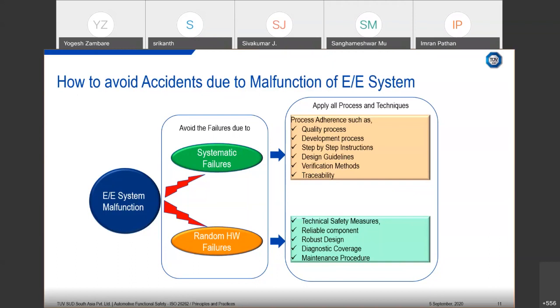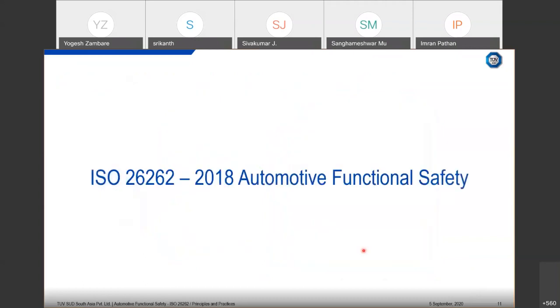so if we try to avoid these failures, probably we can also avoid the accidents. So ISO 26262 gives you the guidelines to define and follow the techniques and methods strategically for the entire product life cycle, and this enables the robust design. Okay, so let us try to understand the ISO 26262 2018, Automotive Functional Safety.